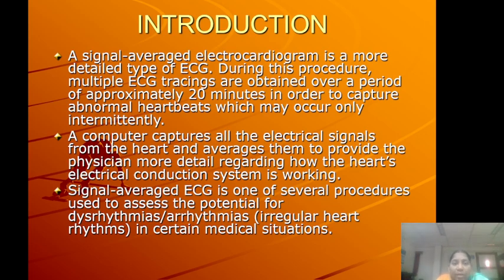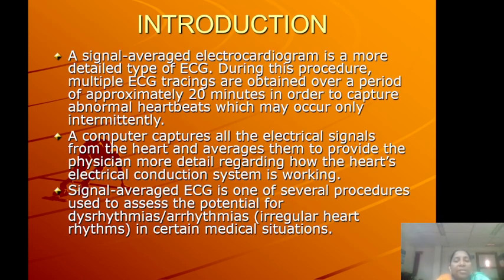If you see the signal average electrocardiogram, the procedure is we will ask the patient to lie on the table, connect the electrodes and record this ECG signal for a period of 20 minutes, and you will be getting multiple ECG tracings. Mainly we are using this to capture any abnormal heartbeats which may occur intermittently. For that purpose only we are using this signal average ECG. Here the computer will capture all the electrical signals from the heart and average them so that any noise which is present will be eliminated.